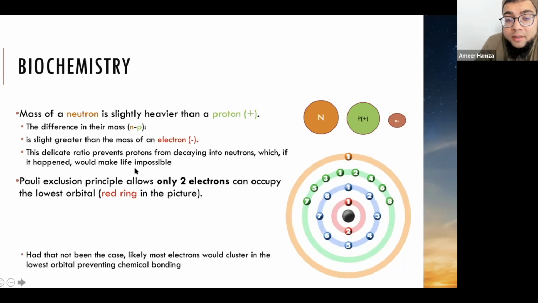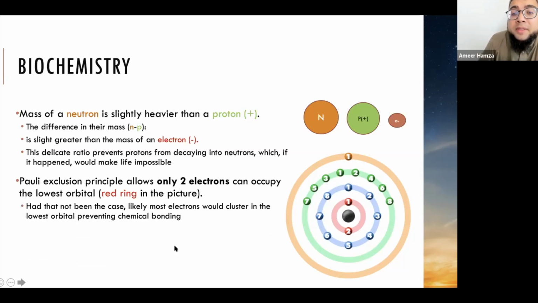Why is this a big deal? Had that not been the case, likely most electrons would cluster in the lowest orbital, preventing chemical bonding. Hopefully you guys remember from chemistry, in order for a chemical reaction to occur, it is the electrons in the outer orbitals, they're the free-floating ones. They're the extroverted electrons jumping ships and making connections. If all the electrons were in the lower orbitals, there wouldn't be any free-floating electrons to have chemical reactions.